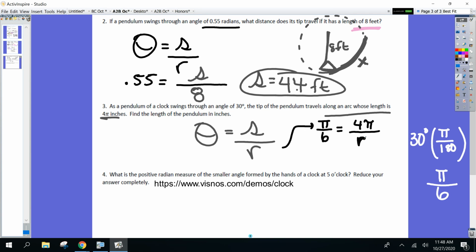Anybody want to take a stab at that? How do I solve that one? Do you have to make a common denominator? No, you're not adding or subtracting. Remember these days? Cross multiply.